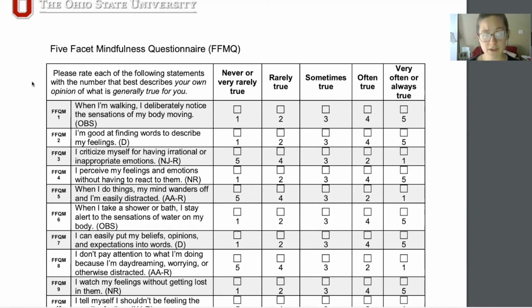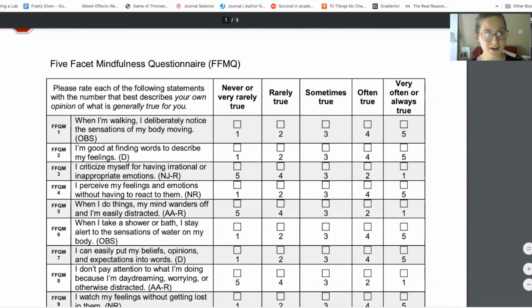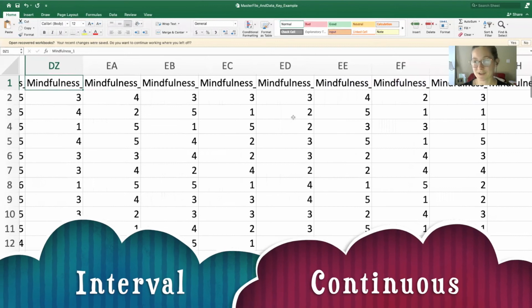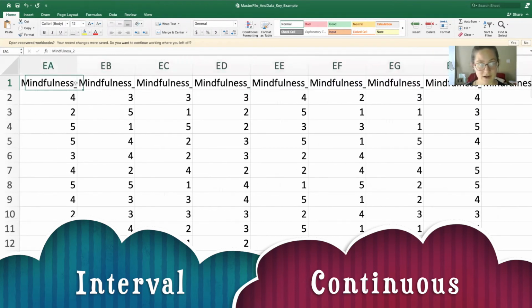So there are questions like, when I'm walking, I deliberately notice the sensations of my body moving. When I take a shower or bath, I stay alert to the sensations of water on my body. I can easily put my beliefs, opinions, and expectations into words, etc. So what we're going to look at is data of where a lot of participants took this questionnaire. This is the same data set that we were just looking at with our nominal and ordinal data. So all these mindfulness items are these Five Facet Mindfulness Questionnaire items that people took, all 39 of them.